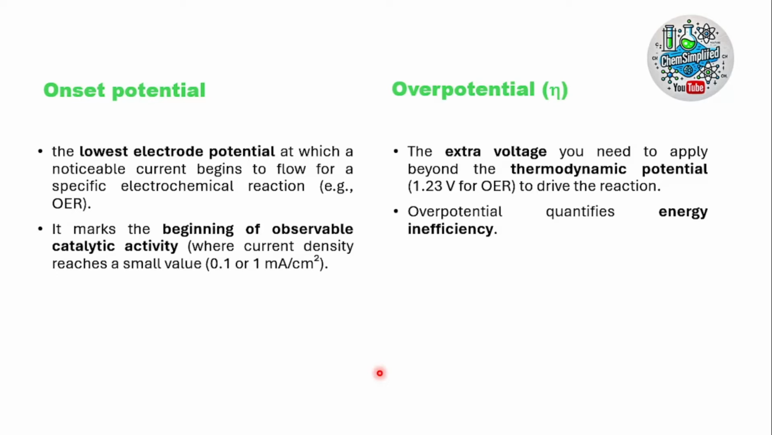The onset potential is the lowest electrode potential at which a noticeable current begins to flow during an electrocatalytic reaction like the oxygen evolution reaction or HER, and it marks the beginning of the catalytic activity of the material. The overpotential is the extra voltage that is required beyond the thermodynamic potential of 1.23 volt to drive the reaction, and it quantifies the energy efficiency of a reaction.